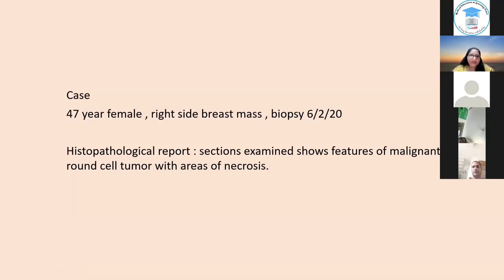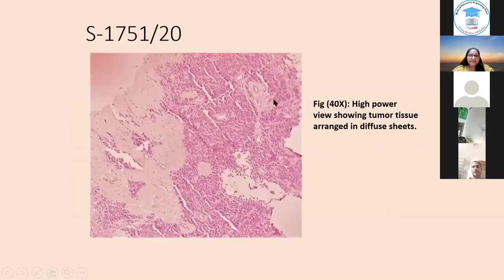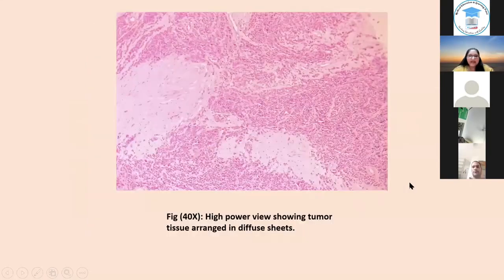Biopsy was done straight away. In the histopath report, you can see these cells at 20x. They show tumor tissue arranged in diffuse sheets of small round to oval cells. In some places we can see a little bit of necrosis and hyalinization. And you can see these cells present in diffuse sheets.